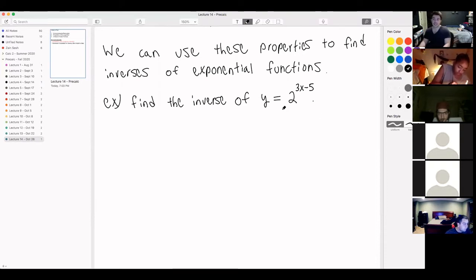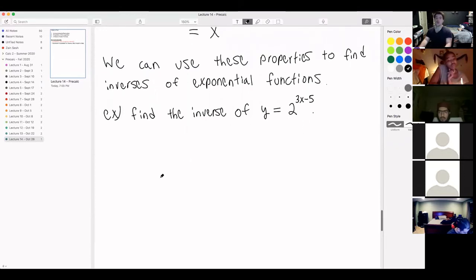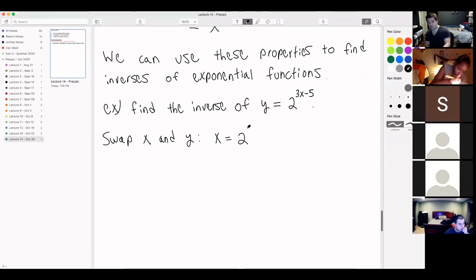Okay, so this is definitely an exponential function because I have a base that is just a constant, the number 2, and the variable is in the exponent. So this is how we do it. It's the same procedure as when we found inverse functions on homework 7. The first step is to swap x and y. So what will that give us? x is equal to 2 to the 3y minus 5.